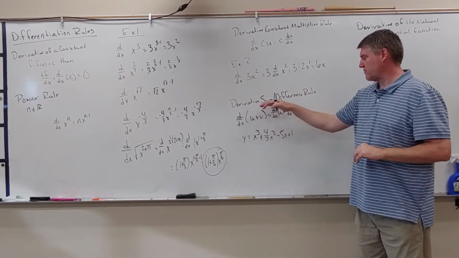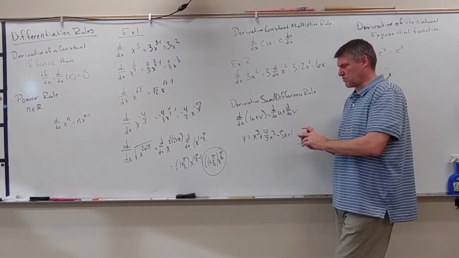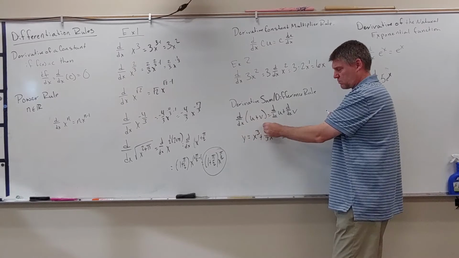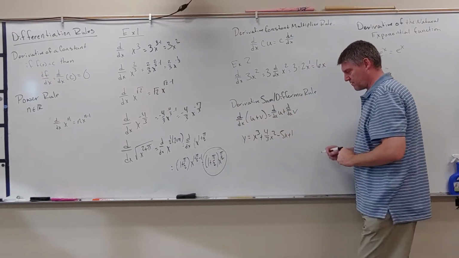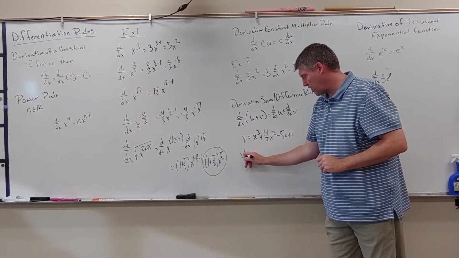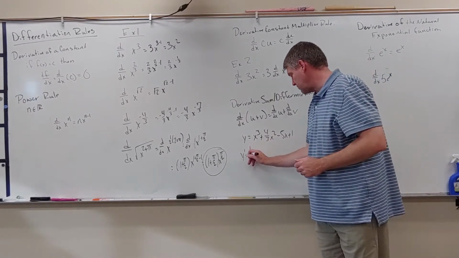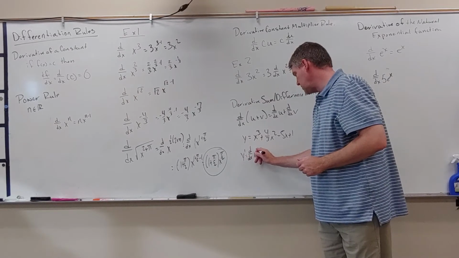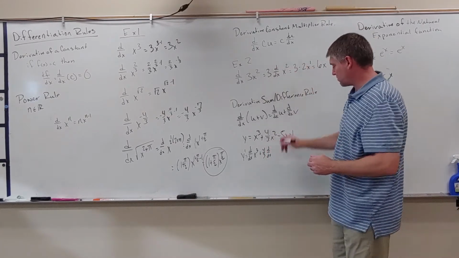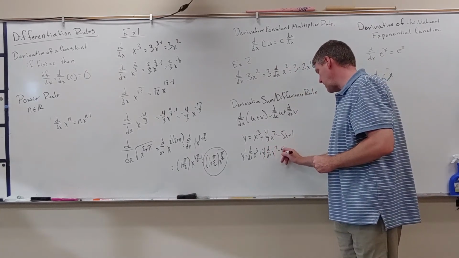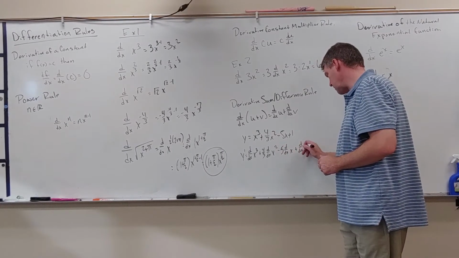Okay? The derivative of a sum or difference rule. I don't really care if it's a sum or difference. I'm going to take the derivative of each individual part. So I take the derivative of u plus the derivative of v. Here, if I want to find y prime, I take the derivative of each individual part. The first thing I have is the derivative of x cubed, plus 4/3 times the derivative of x squared, because I just did the constant multiplier, minus 5 times the derivative of x, plus the derivative of 1.